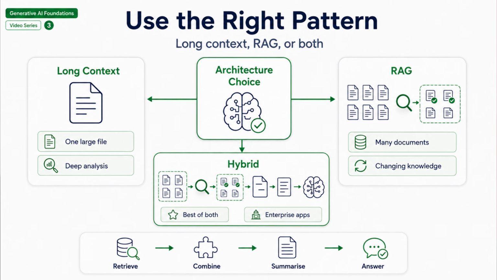Because RAG retrieves only the most relevant information for the current request, which often makes the system more efficient and more grounded. So, in real architectures, the best solution is often not choosing between long context or RAG alone, because strong systems usually combine long context, retrieval, and summarization depending on the scenario. Now, long context may work well for deep, one-time analysis of a large document, while RAG may work better for ongoing enterprise search across thousands of documents where knowledge changes continuously.